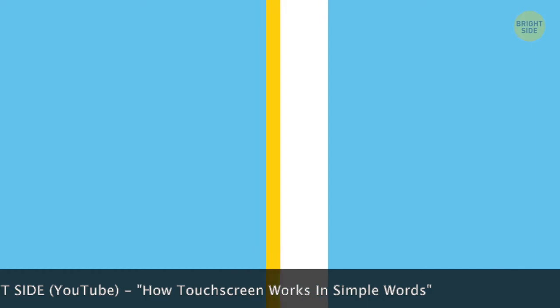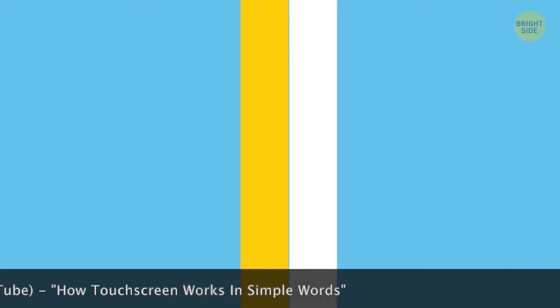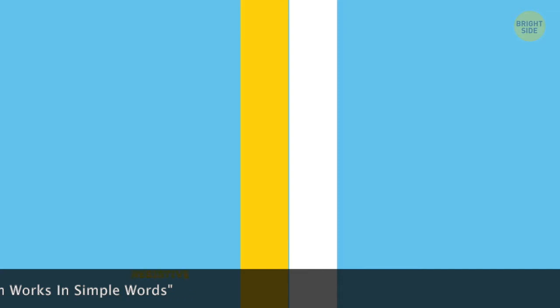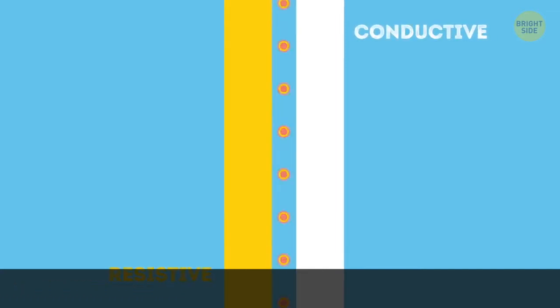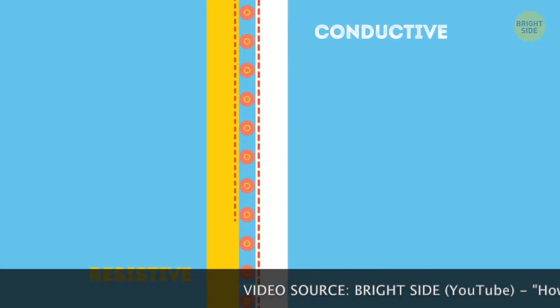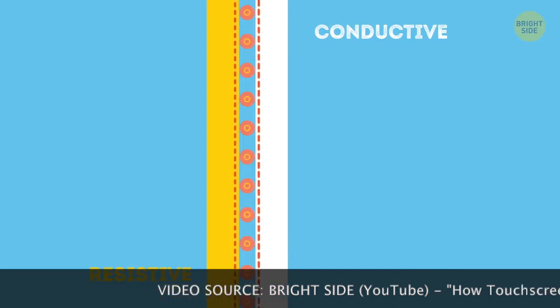The thing is that a resistive screen consists of two layers that can conduct electricity. But while one of these layers is resistive, the other is conductive. And between them, there are these things called spacers. They're tiny dots that separate the layers until you touch the screen. So, to put it simply, an electrical current is constantly running through the two layers.